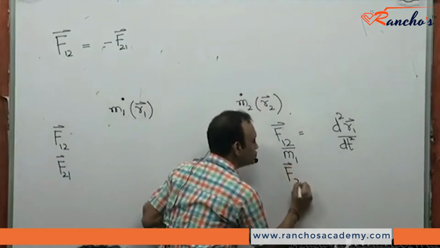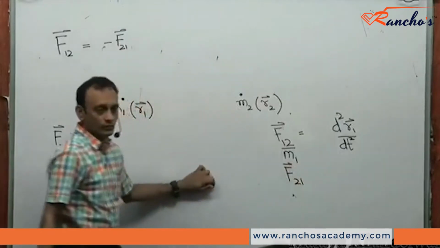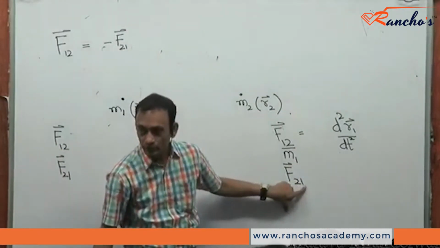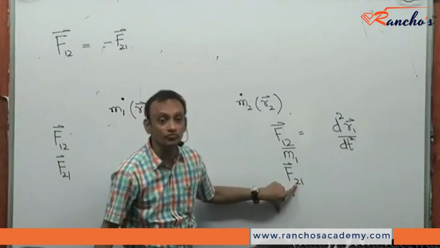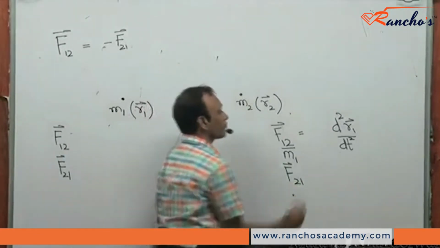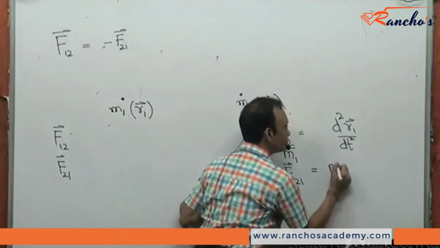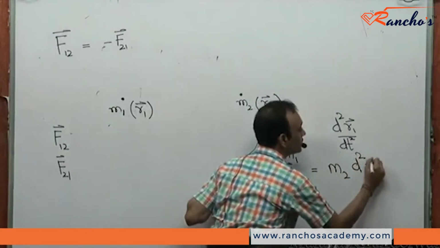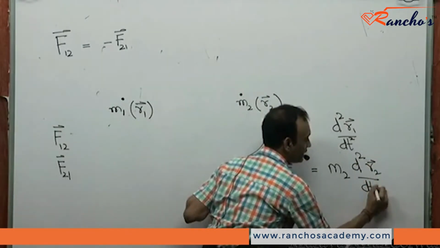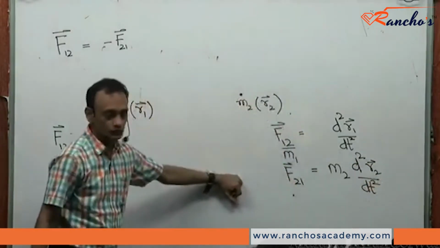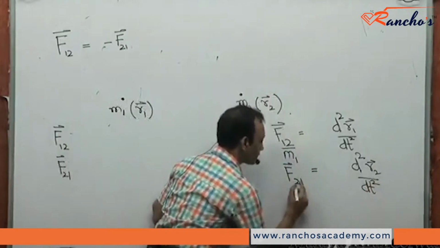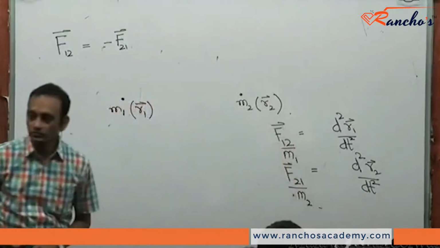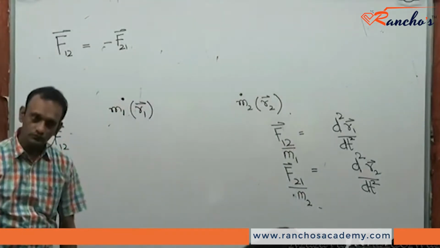Similarly, force acting on 2 exerted by 1: 2 experiences a force because of 1, which is m2 d2r2/dt2. Right? If I divide by m2, I get this. Clear?